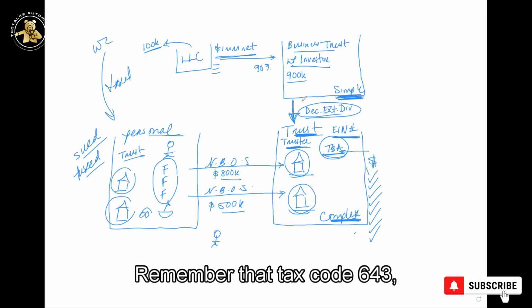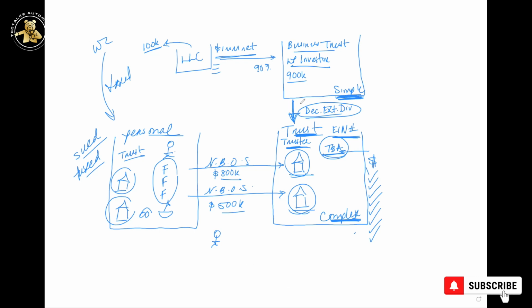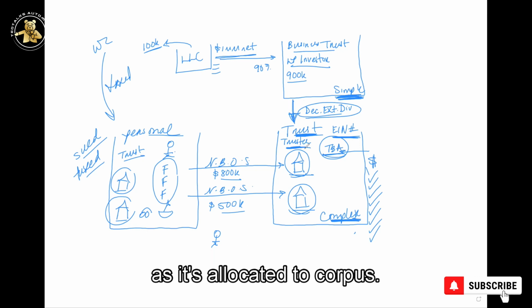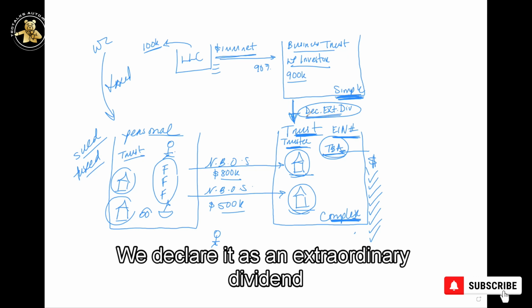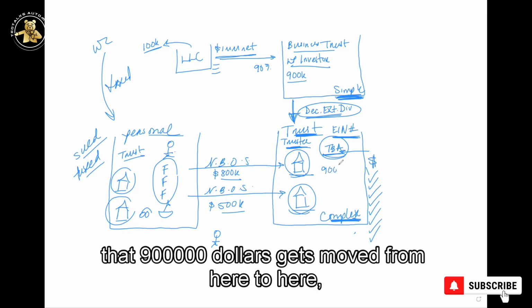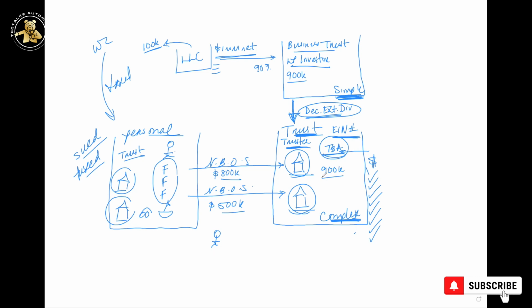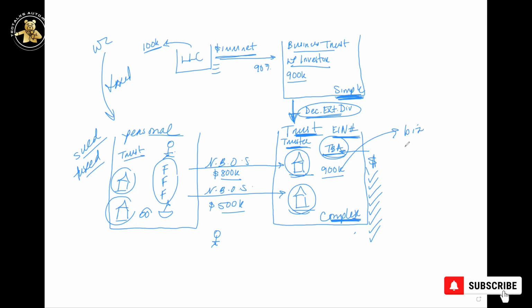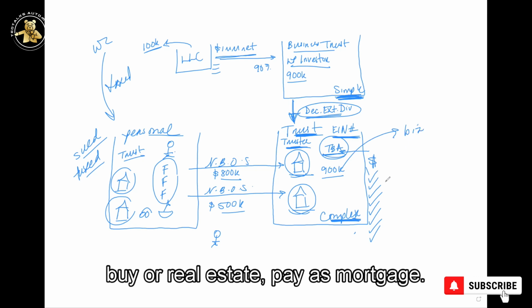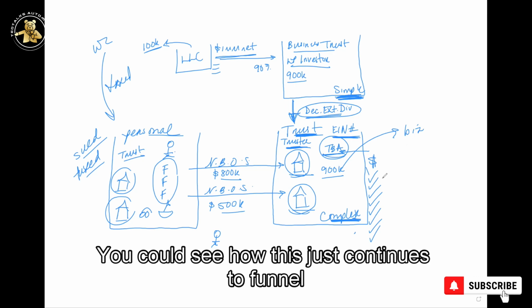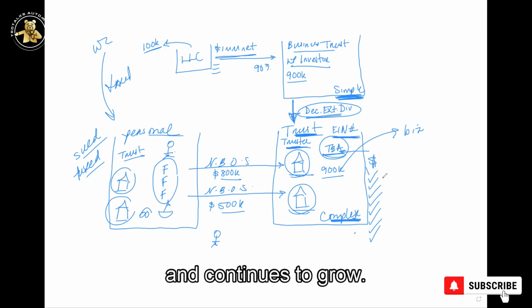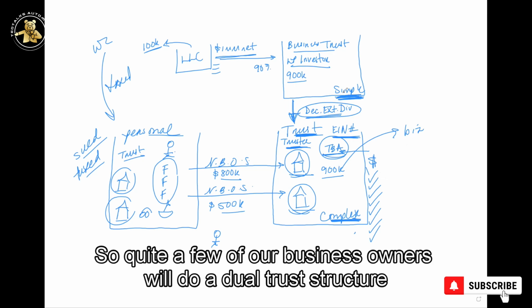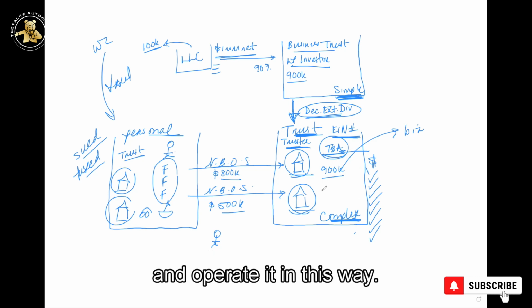Remember that tax code 643, where it says extraordinary dividends are excluded from being considered income as long as it's allocated to corpus. We declare it as an extraordinary dividend. That $900,000 gets moved from here to here, deferred. And that business owner can deploy and use it to invest in another business, buy more real estate, pay his mortgage. You could see how this just continues to funnel and continues to grow. It allows you to hold on to so much more. So quite a few of our business owners will do a dual trust structure and operate it in this way.